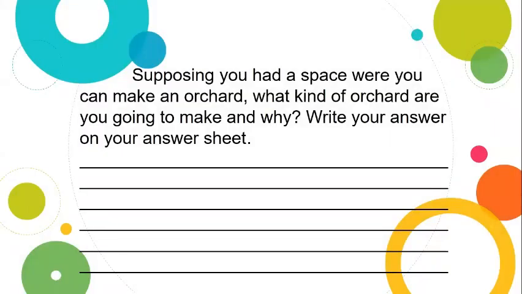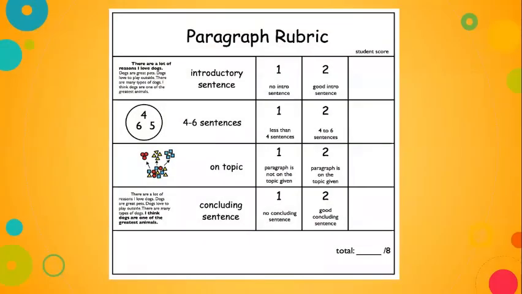Then, for assessment 2, suppose you had a space where you can make an orchard. What kind of orchard are you going to make and why? Write your answer on your answer sheet. We also have rubrics here for your paragraph.